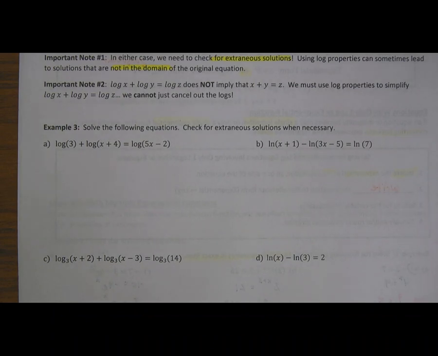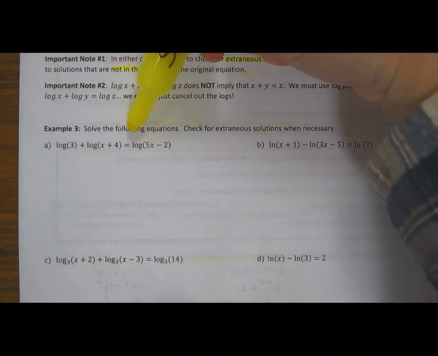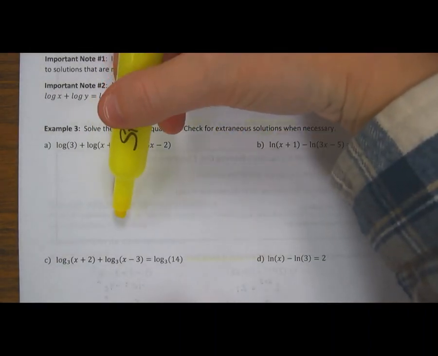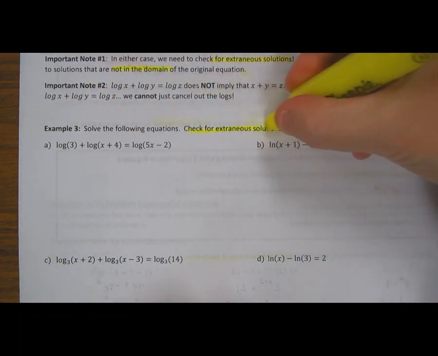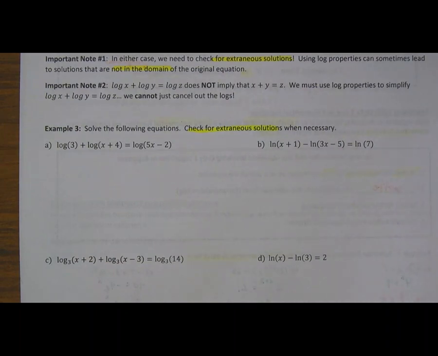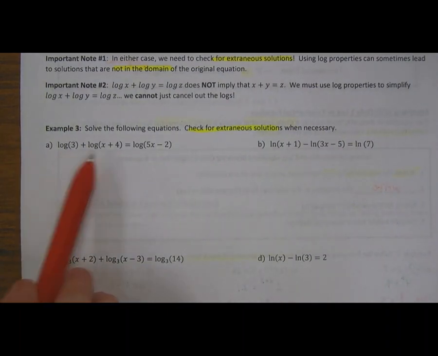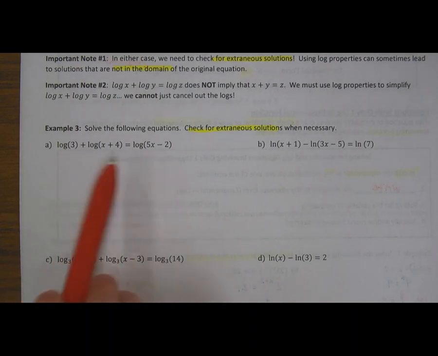Example 3, solve the following equations, and then it's really important that you don't just stop there, because in a multiple choice setting, I guarantee they're going to have some misleading answer choices. Check for extraneous solutions when necessary. Okay, let's start with that. Here's what that means. At the beginning of the lesson, I told you I'm going to be using the word argument a lot today. The argument must always be positive.